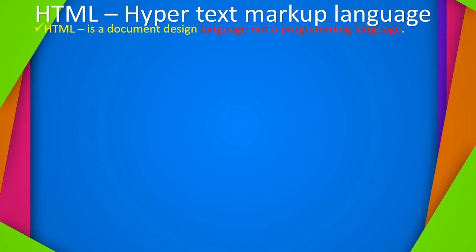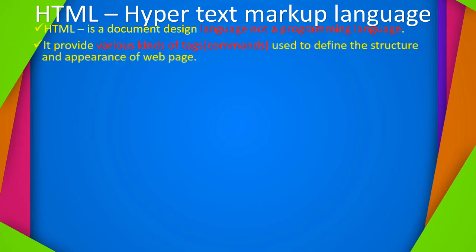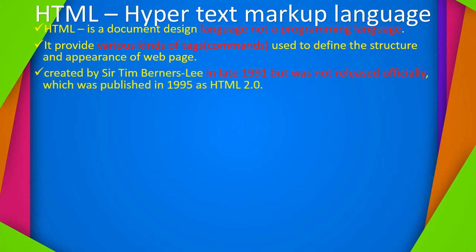To display web pages, we need a language, that is the hypertext markup language. It defines the structure and displays the content in the web page through the web browser. It was created by Sir Tim Berners-Lee in 1991, not released officially at that time. Later, in 1995, it was published with the version HTML 2.0.